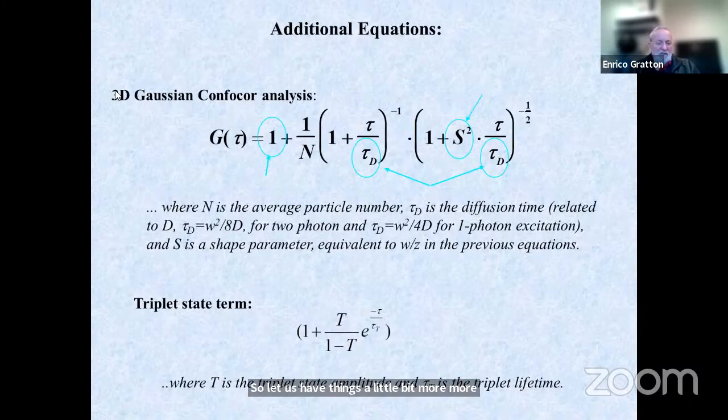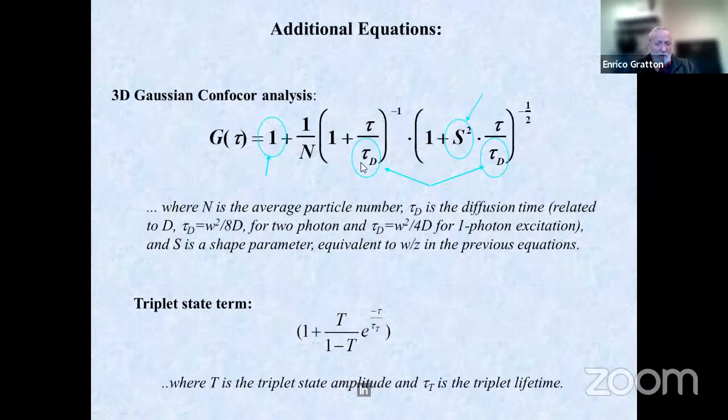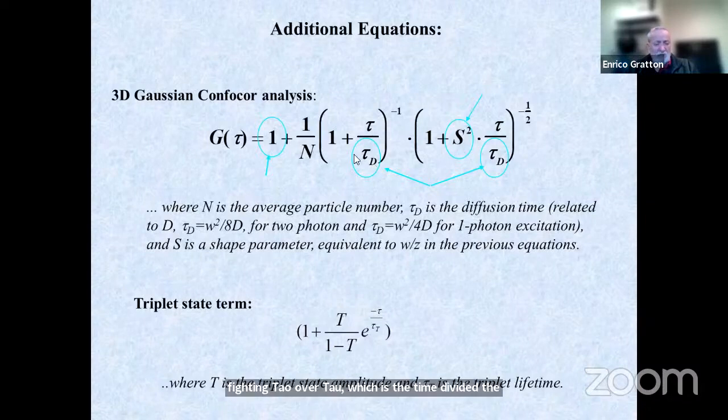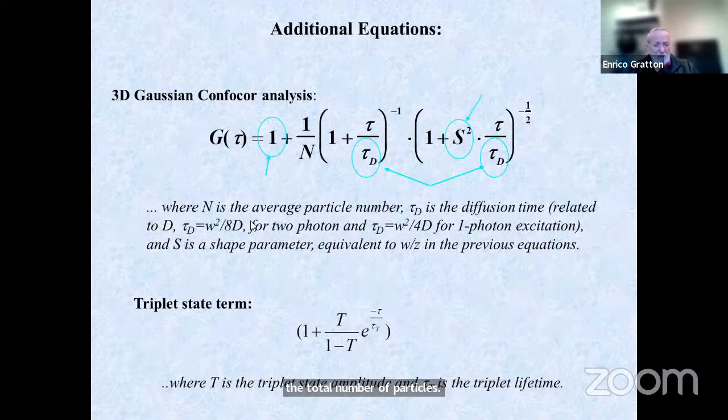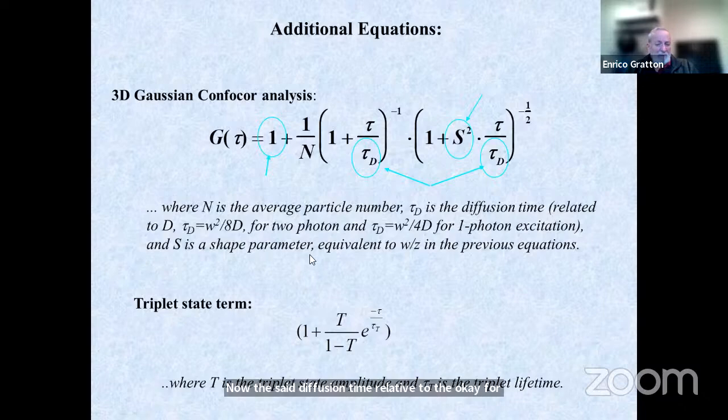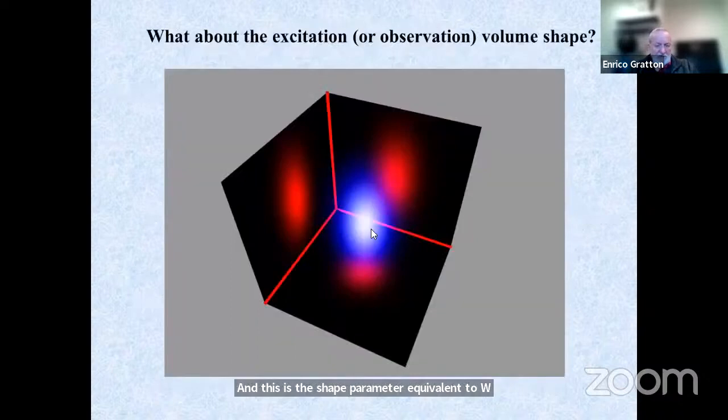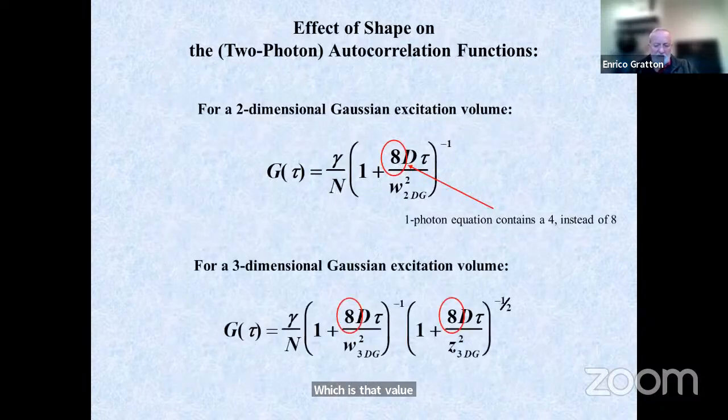So for the Gaussian, instead of writing tau over tau D, which is the time divided by the time of diffusion, we will have a term which we call S squared, which is essentially the ratio between the two. Here N is the total number of particles. Tau D is the diffusion time, relative to D for two photon or one photon. And this is the shape parameter, equivalent to W, which is that value with respect to the other value.